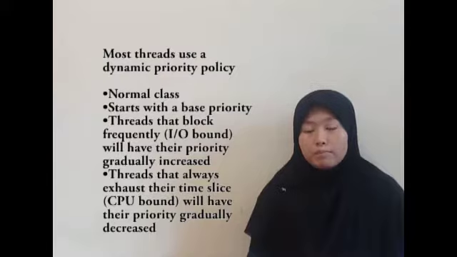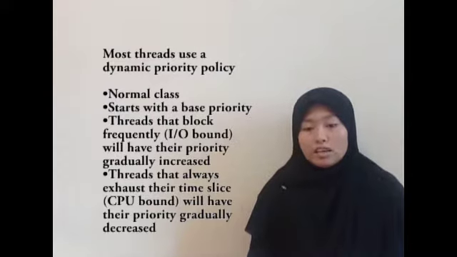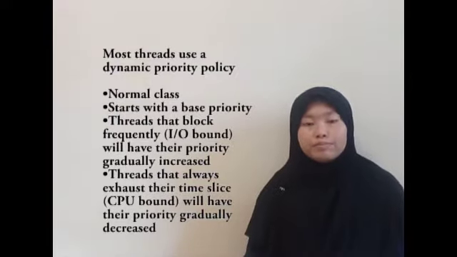While in Linux, most threads use a dynamic priority policy. Normal class, similar to classic Unix scheduler. A newly created thread starts with a base priority. Threads that block frequently, input-output bound, will have their priority gradually increase. Threads that always use up their time slice, CPU bound, will have their priority gradually decrease.